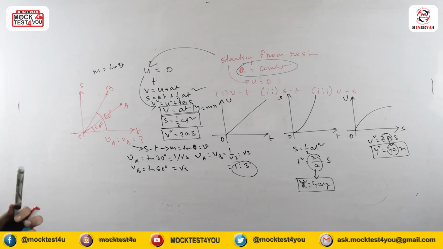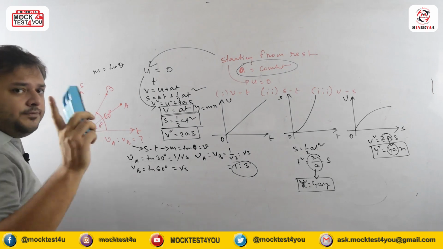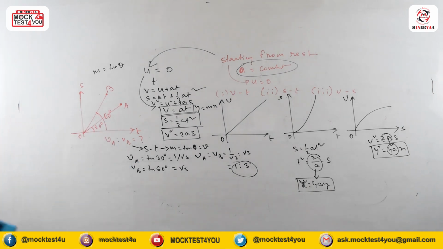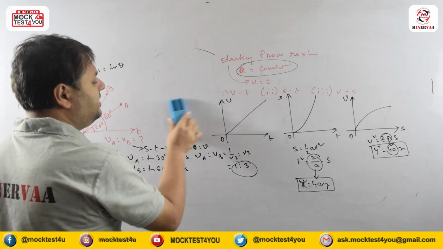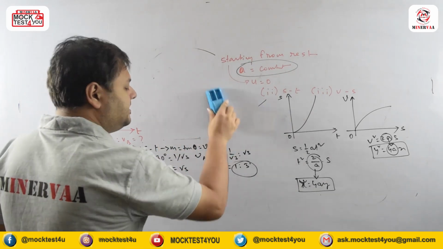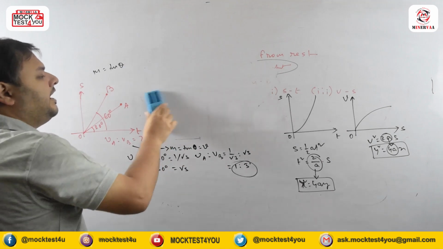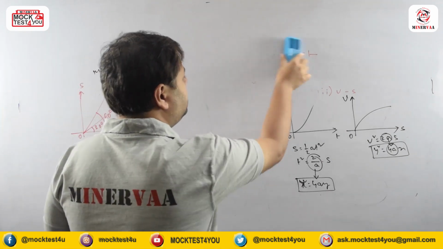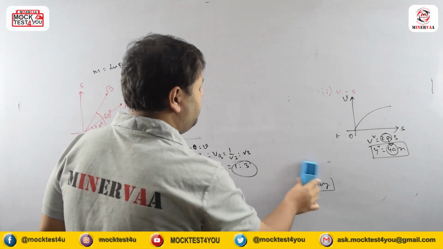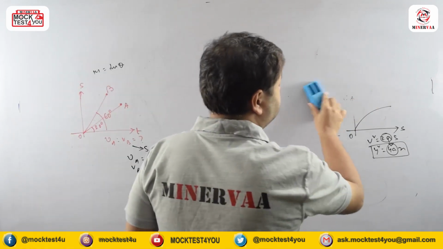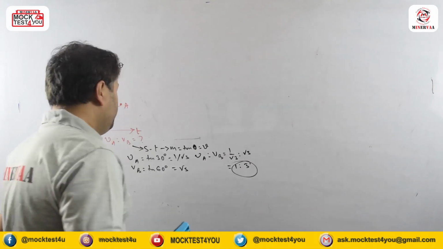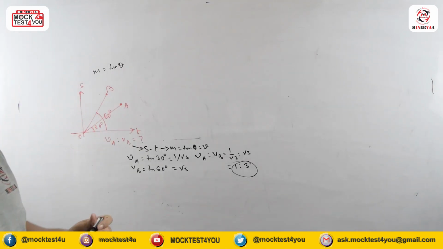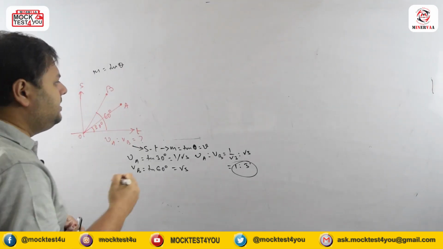So we need to concentrate on this particular idea: the ST graph slope is velocity, the VT graph slope is acceleration, the VT graph's area is distance, and the acceleration-time graph's area is velocity. So these are the important things we are concentrating on. Very, very important discussion we are into. Now we are going towards another problem related to this.